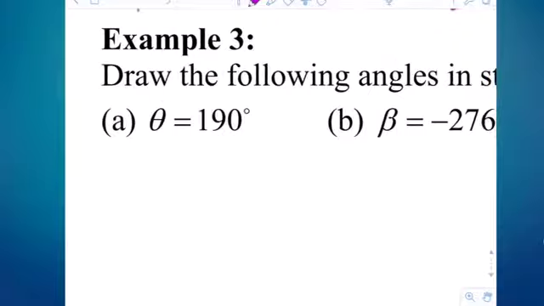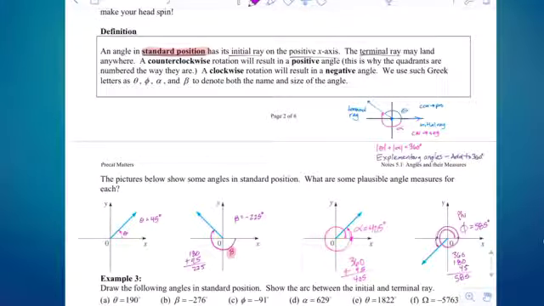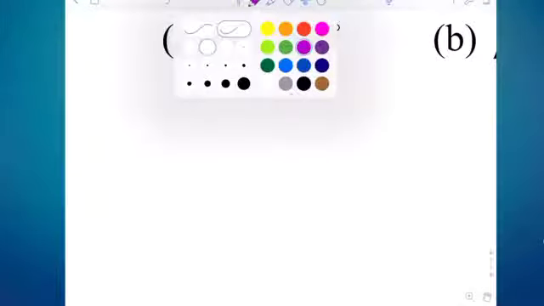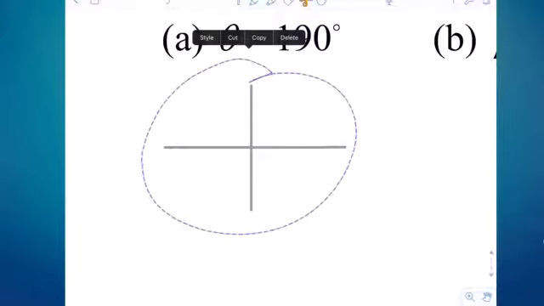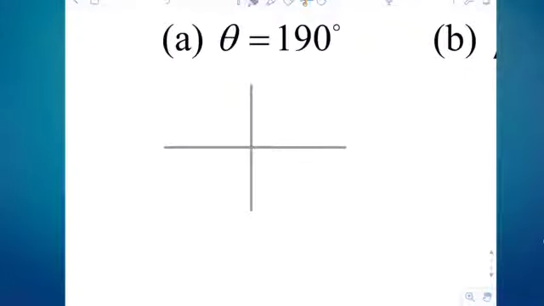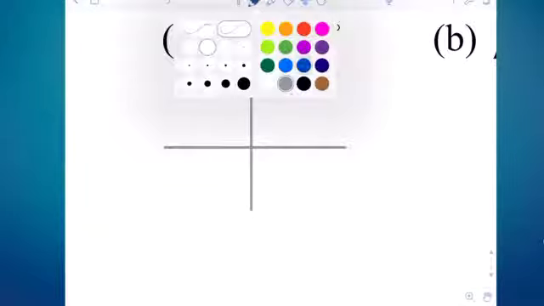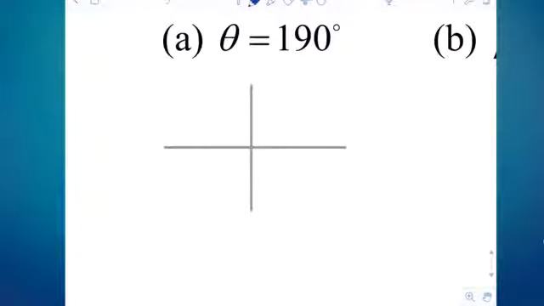All right, example 3. Now we're going to draw them. So here's where if you want to come up here, or maybe redraw one set, we're going to need a set of X and Y axes. And I'll use gray in this case. And I'm just going to copy and paste it. All right, so 190 is theta. Clockwise or counterclockwise? Counterclockwise, so you don't have to draw the initial ray.